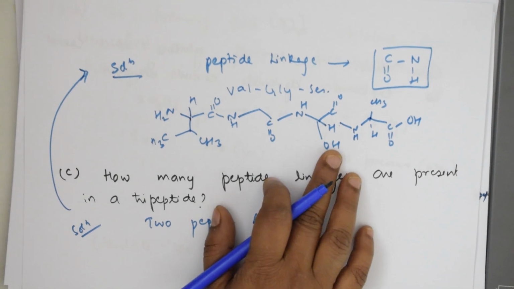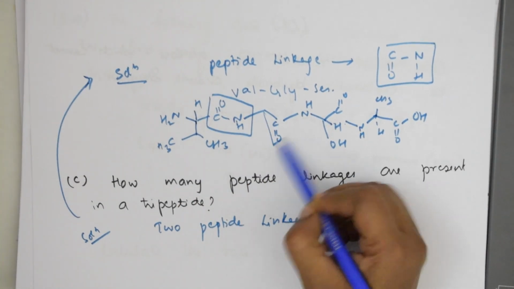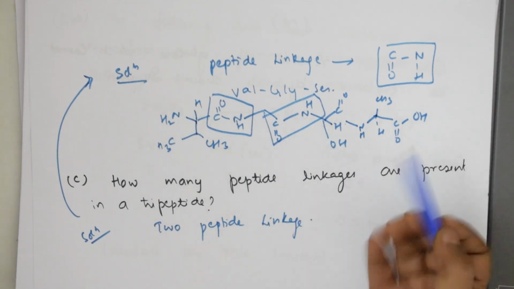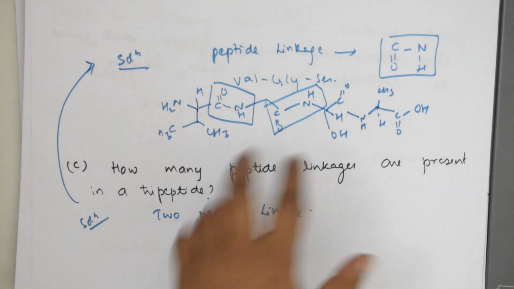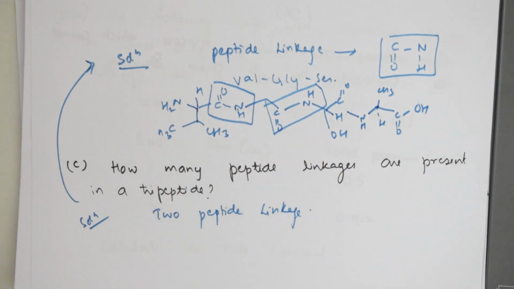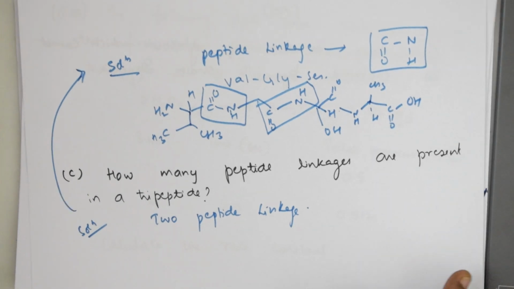How many peptide linkages do you have here? See, this is one peptide linkage, and this is one more peptide linkage. So we have written 2 peptide linkages. In the exam, you need not write this out, but I am giving you that for a tripeptide, the number of linkages is only 2. Hope this is clear, students. I have done this question.